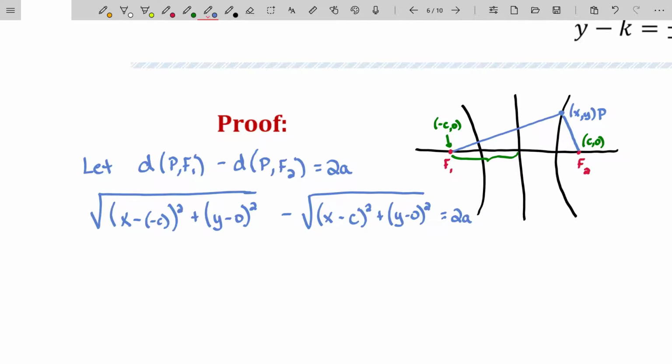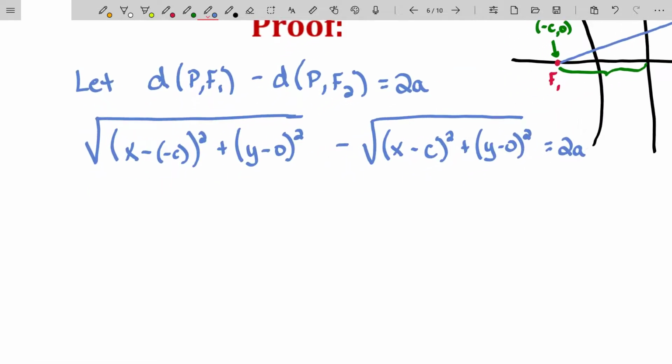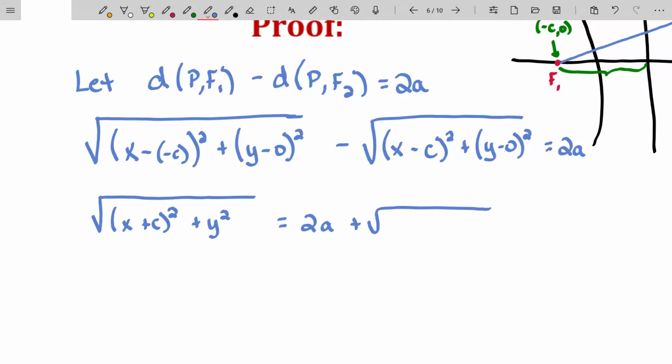Now this would be much easier. You've solved radical equations, so we're going to solve this radical equation. We're going to isolate one of the radicals. I'll isolate the radical on the left. That's just much easier to isolate. So that's going to be the square root of x plus c being squared plus y squared is equal to 2a plus the square root of x minus c being squared plus y squared.